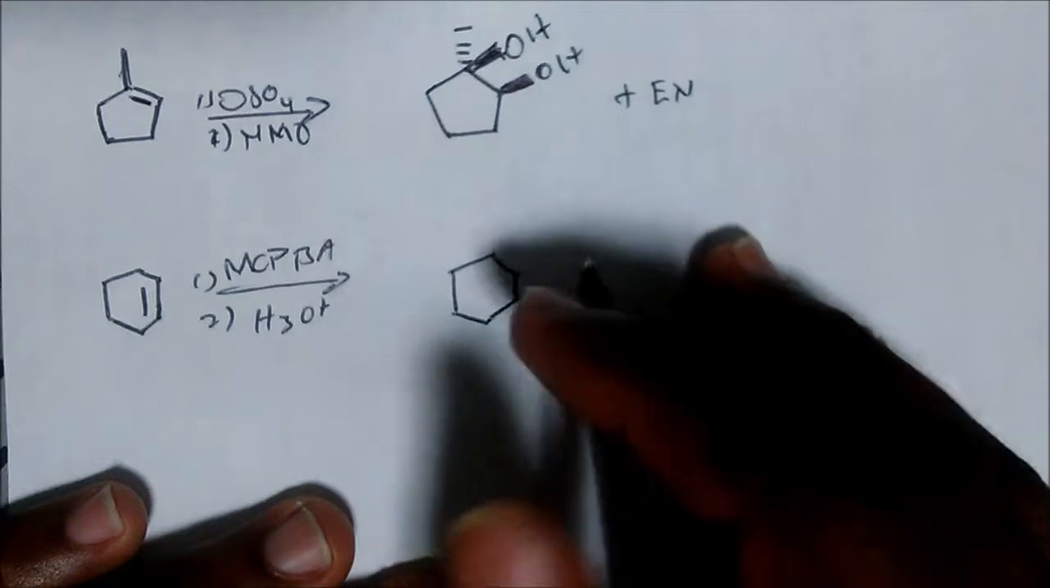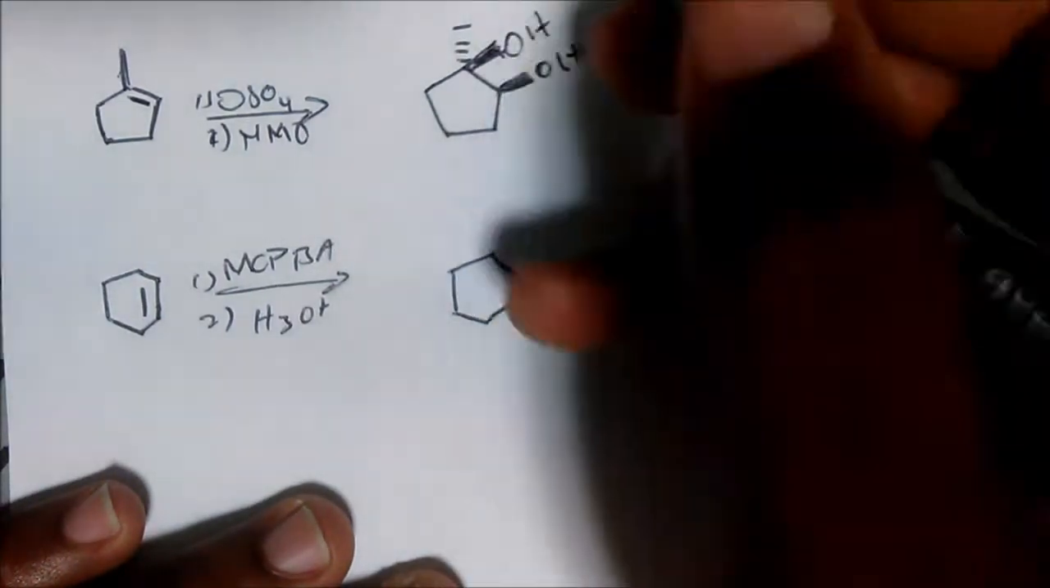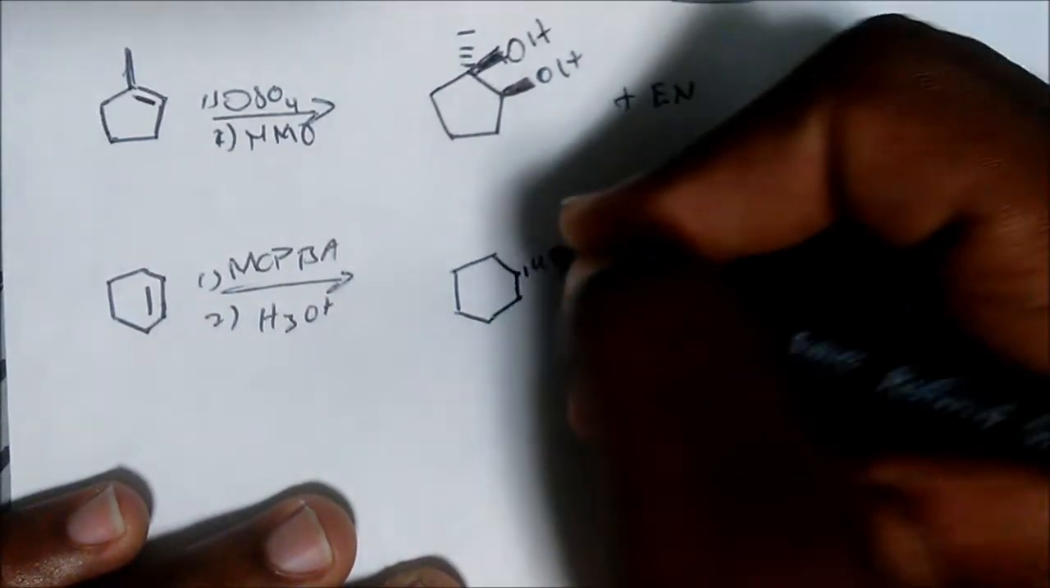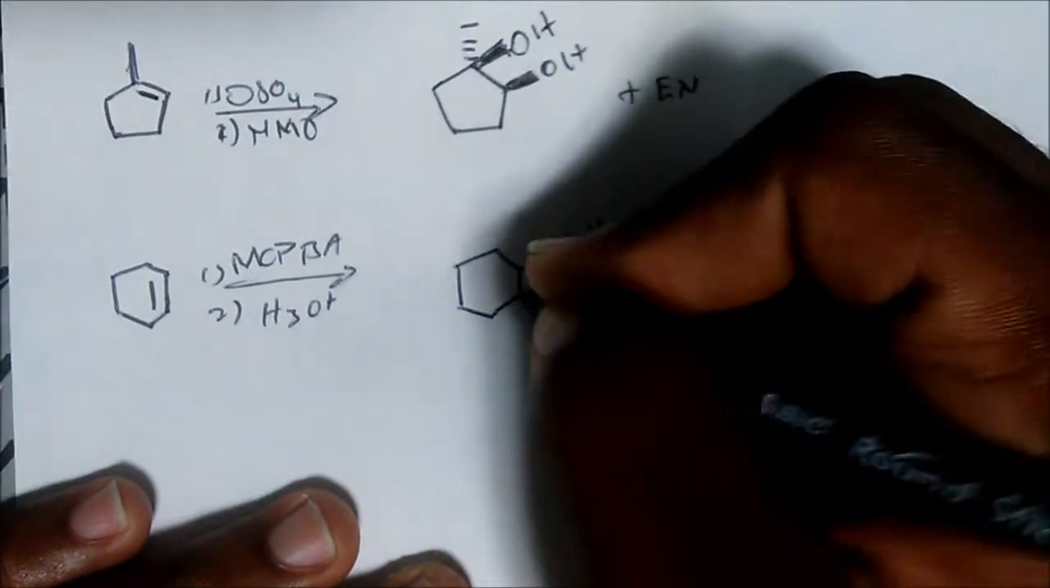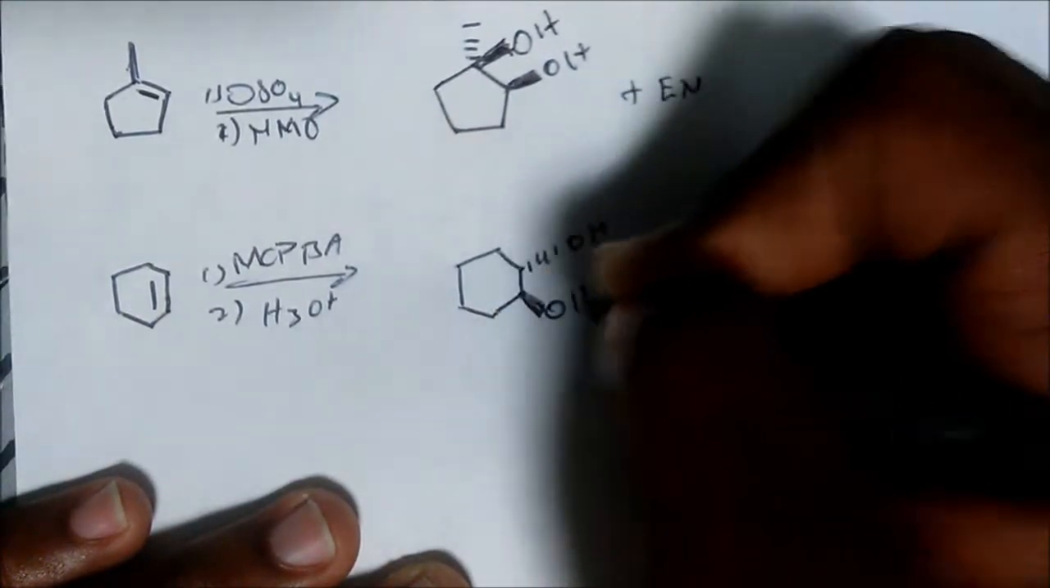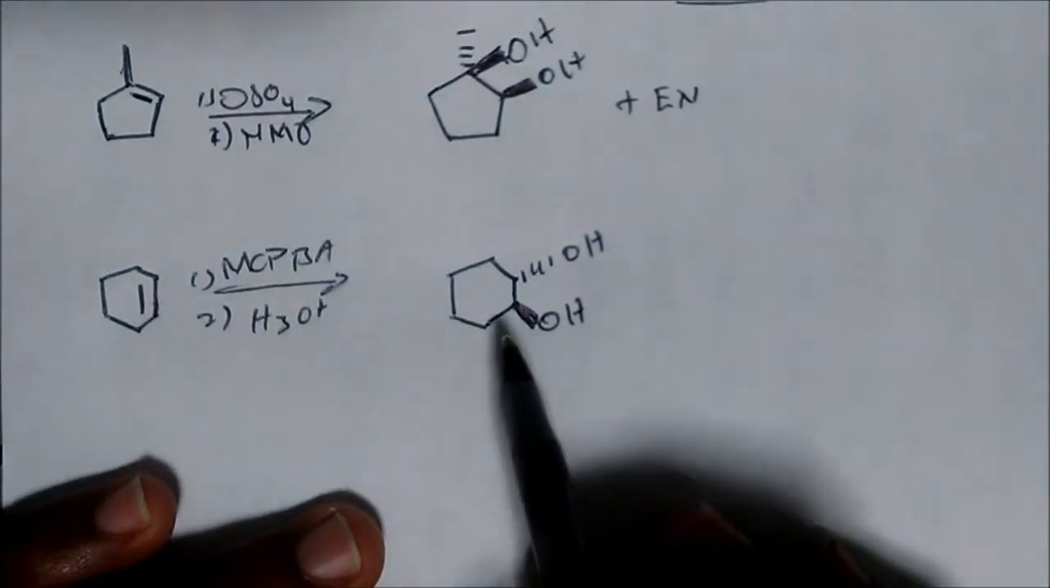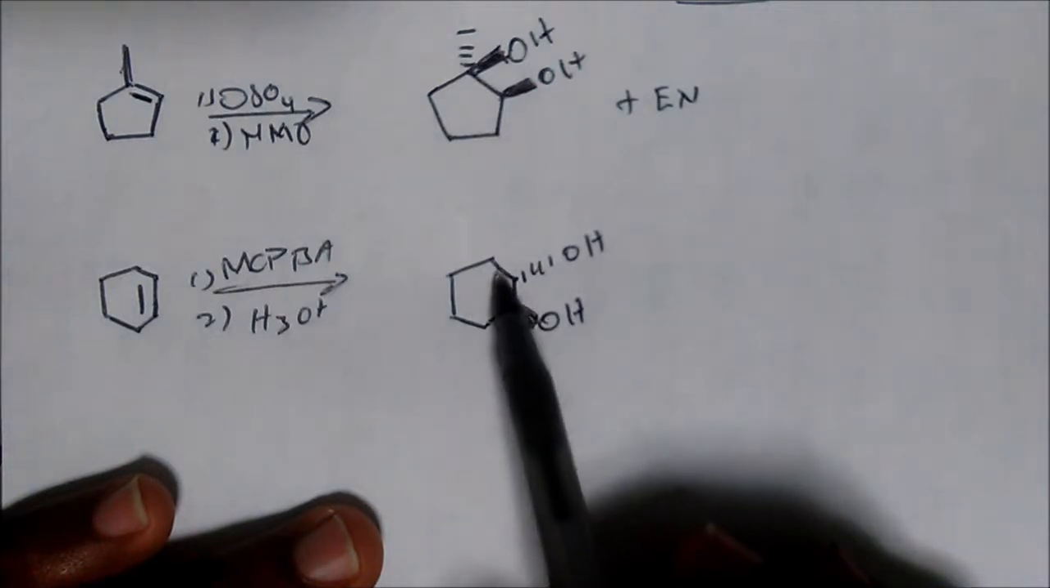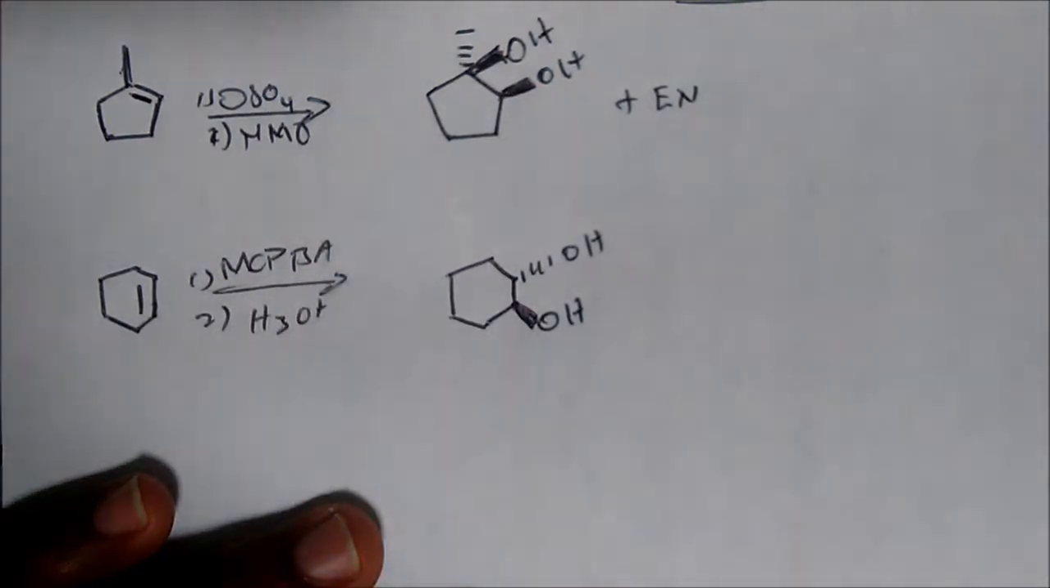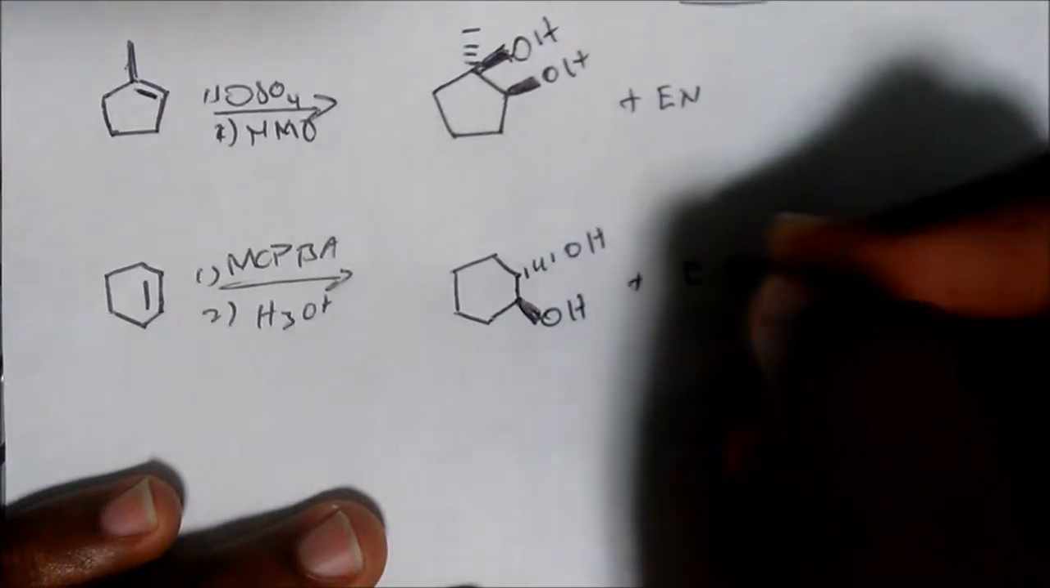Now this gives us the anti-addition of the hydroxyl groups, so therefore we're going to have one OH going away and one OH coming out at us in place of the carbon-carbon double bond. Now, because they're chiral centers, we're also going to get the enantiomer. All right, what about this one?